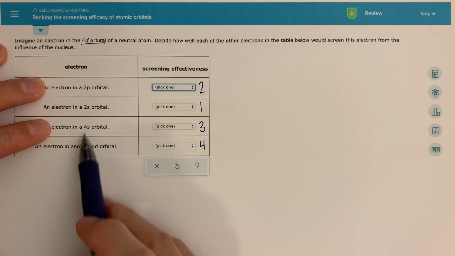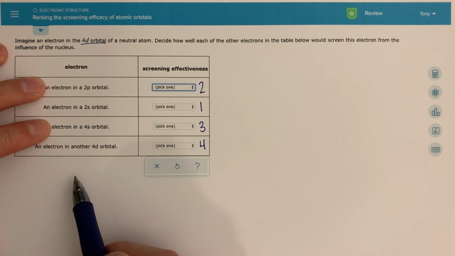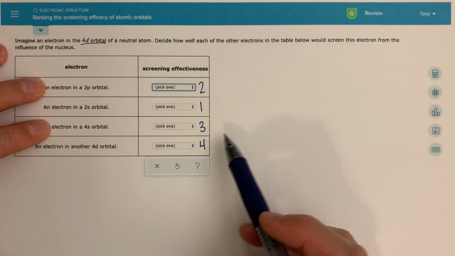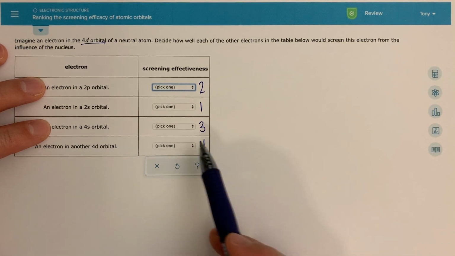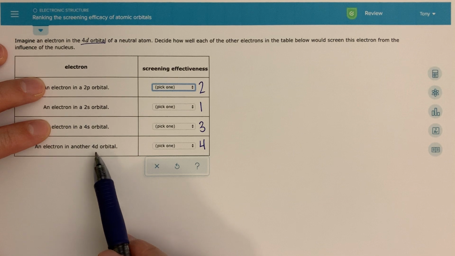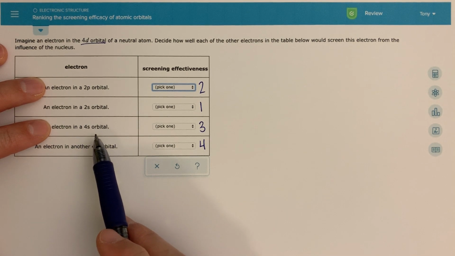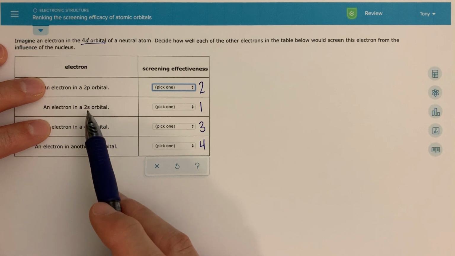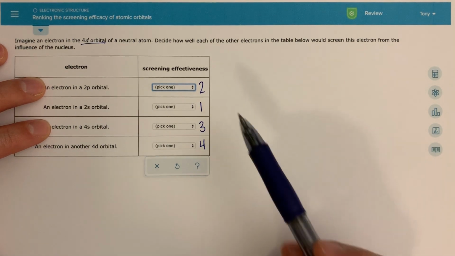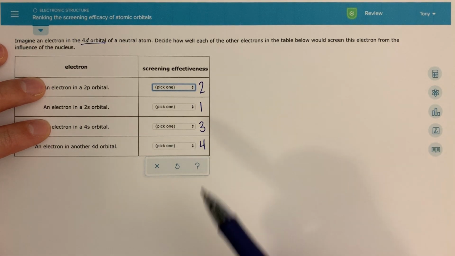Where our 4s is going to be, I got confused there for a second. The 4s is going to be better at shielding, so it's got a lower number than the 4d. The 4d is going to be the worst, and the 4s is going to be slightly better, but not as good as these lower energy ones. Lower energy is always going to be better. So 1, 2, 3, 4, like that.